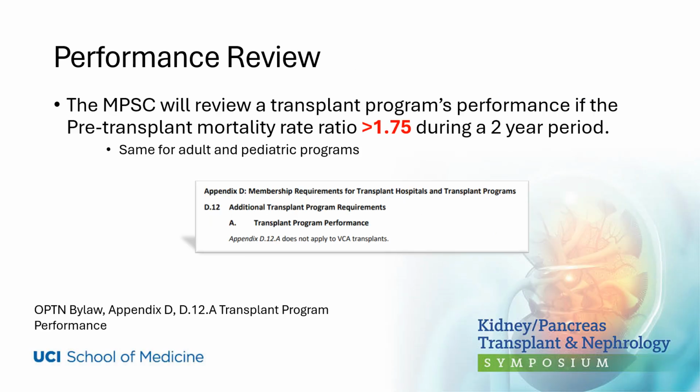So at what point should a transplant program be concerned about their pre-transplant mortality rate ratio? Every 6 months, the SRTR will publish this information, and the MPSC will review a transplant center's performance if the pre-transplant mortality rate ratio is greater than 1.75 during the 2-year period. Of note, this value is the same for adult and pediatric programs at this time.